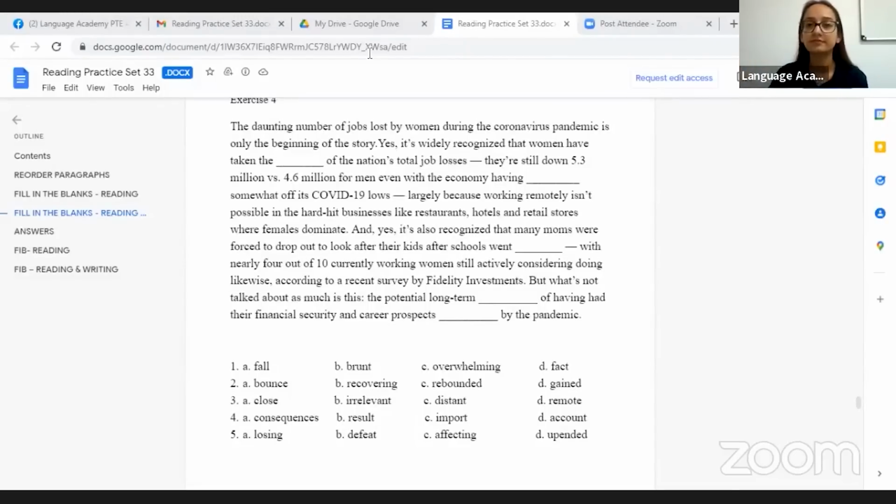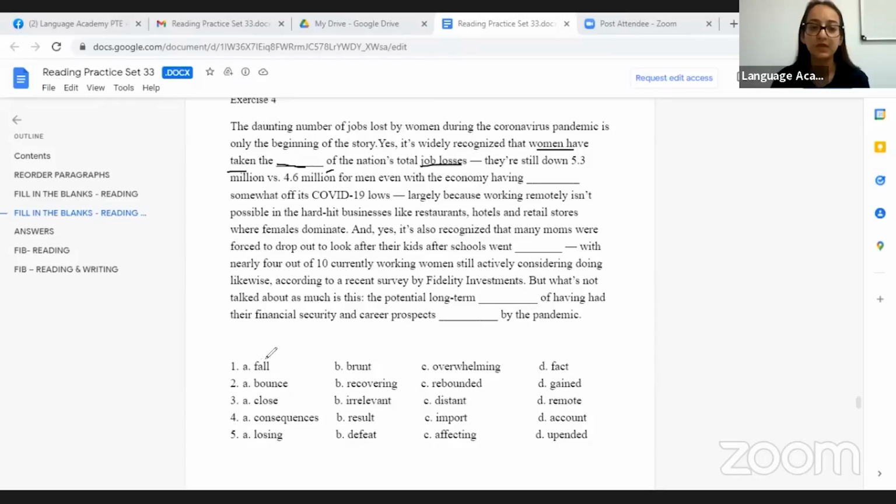So all these things happen only because you try to know the meanings, whereas it is not required. The daunting number of jobs lost by women during the coronavirus pandemic is only the beginning of the story. Yes, it's widely recognized that women have taken the dash of the nation's total job losses. We need a noun before of, after the comes the noun. And if you pick up the easy words, women have taken the dash of job losses. So women have taken the fall of job losses.